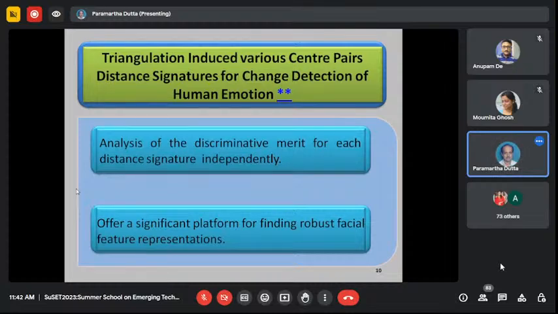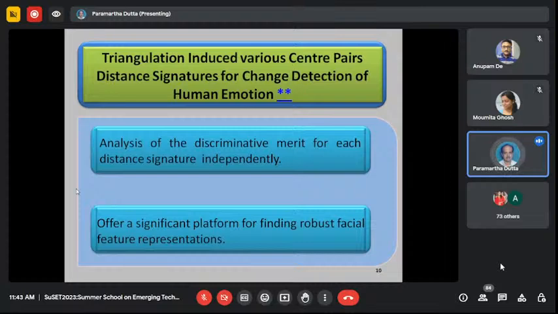Here the order in which the triangles are considered is very important. We cannot distort that. So given a specific sequence of triangles obtained from salient points in a face image, they play a very crucial geometric role for classification and subsequent analysis. That is why it is triangulation, we understood. So triangulation induces various center-pair distance signatures, and the signatures are primarily as we have explained just now.